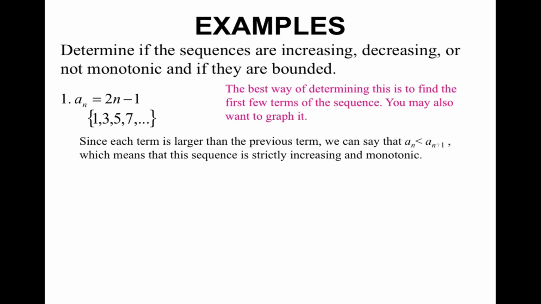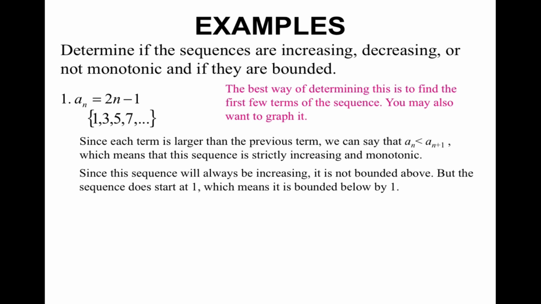Since each term is larger than the previous term, we can say that a sub n is less than a sub n plus 1, which means that this sequence is strictly increasing and monotonic. Now, since this sequence will always be increasing, it cannot be bounded above. But the sequence does start at 1, which means it is bounded below by 1. We just don't know exactly where.